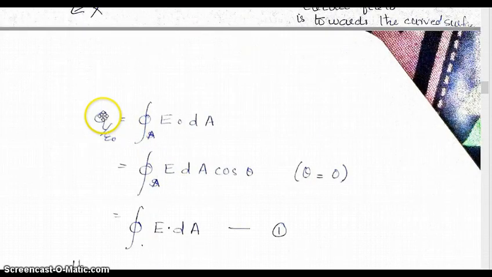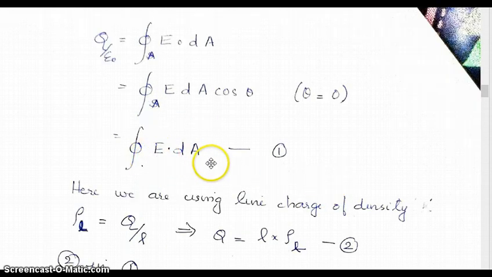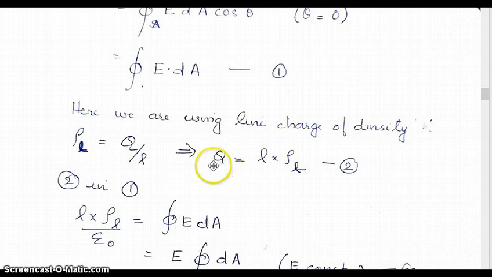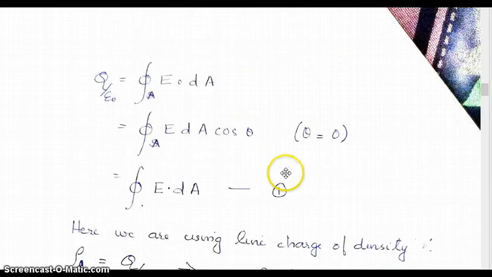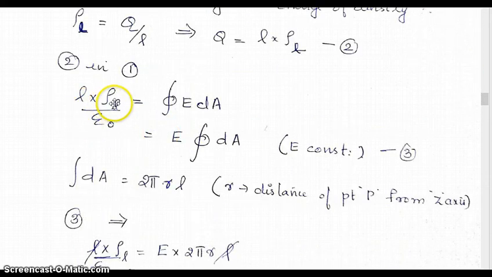Now I am going to the Gaussian expression. Q by epsilon 0 is equal to integral E dot dA, that is equal to E dA cos theta. Theta is equal to 0, so I will get integral E dA. And now here we are using a line charge, hence that line charge will be having a line charge density which is usually represented as rho L equal to Q by L, charge per length. From that I can write Q is equal to L into rho L, that I am substituting in this equation. So rho L into L by epsilon 0 is equal to integral E dA.